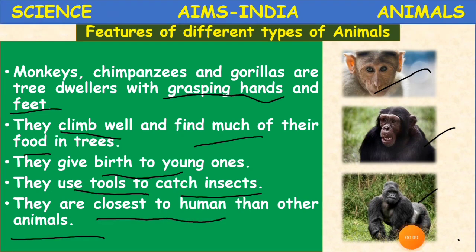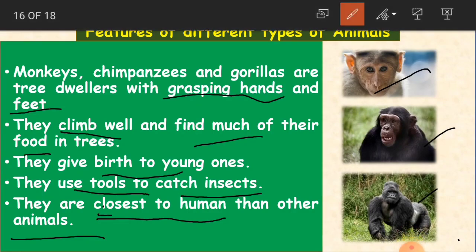So they are closest to human than other animals. Obviously, children, is it true? Are we close to these monkeys, chimpanzees and gorillas? Yes, we are very much close, in the sense we resemble them. We resemble them in the sense that we have a very strong sense organ, that is the brain here. Even these monkeys, gorillas and chimpanzees type of mammals also have a very developed brain.